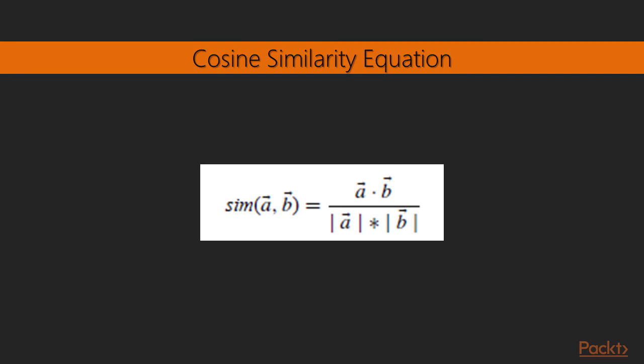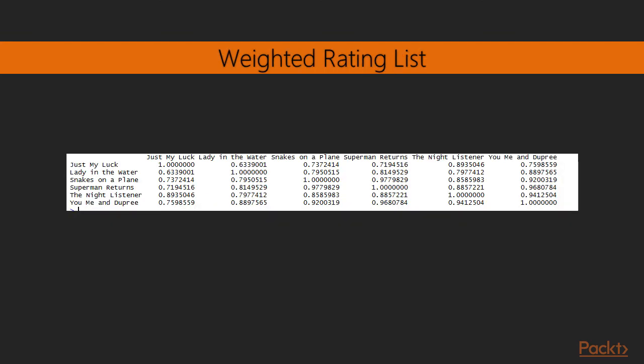The most common similarity measure used for this approach is cosine similarity. Cosine similarity calculates the similarity between 2 n-dimensional vectors by the angle between them in the vector space. Cosine similarity is given by this equation. When applying cosine similarity to recommender systems, we consider the item column as the n-dimensional vector and the similarity between the 2 items as the angle between them. The smaller the angle, the more similar the items. From this table, we see that You, Me and Dupree is the most similar to Lady in the Water.